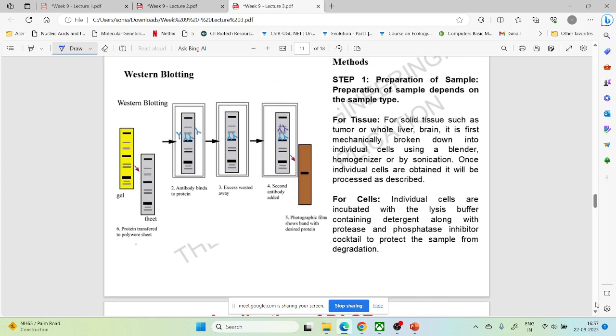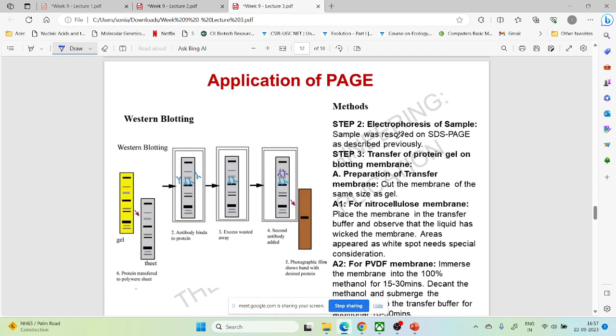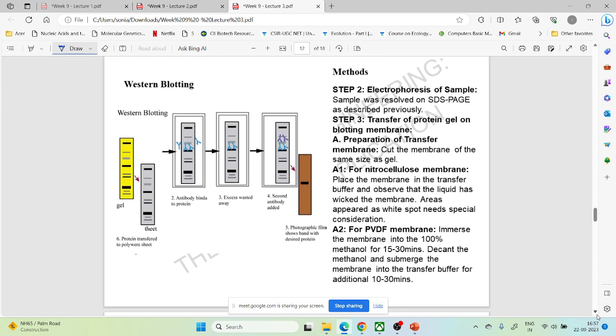So in Western blotting, first you have to prepare your sample for the electrophoresis, then run your sample, and then transfer it onto the membrane. And charging means that the nitrocellulose membrane need not be charged because it is already hydrophilic, but the PVDF membrane has to be charged.